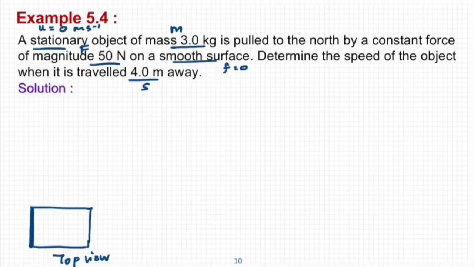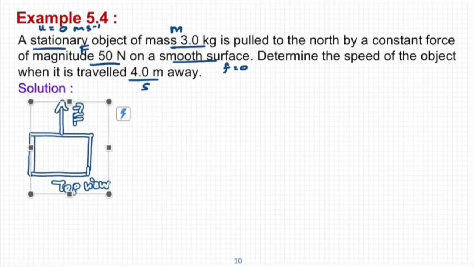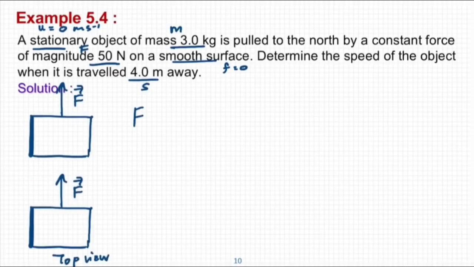So you can draw a diagram to visualize the question. So this is a top view, meaning we are viewing this from above. We have an object which is pulled by a force with magnitude of 50 Newton. And then once the force is pulling, the object will move for 4 meter. Since there is no frictional force, there's only one force acting on this object, which is force F, and that will be equal to our net force.